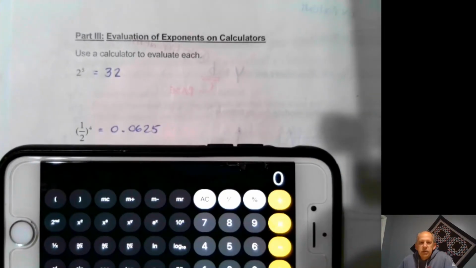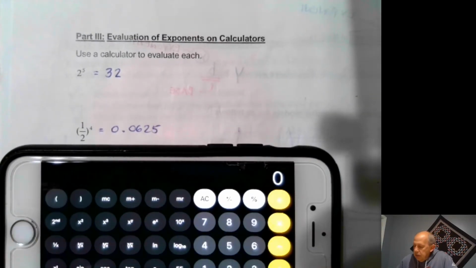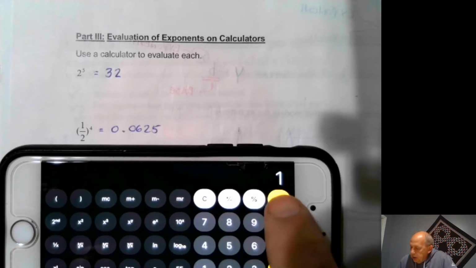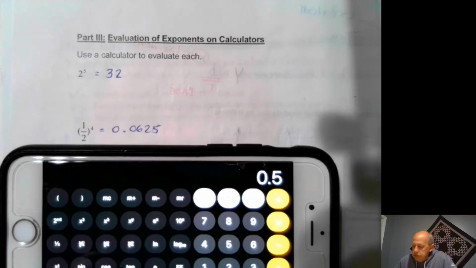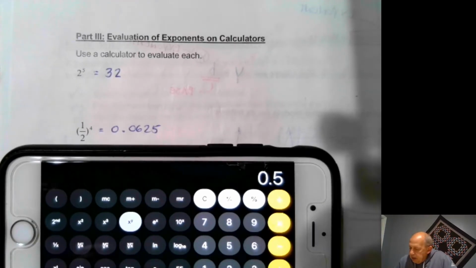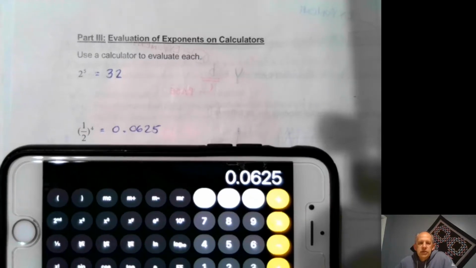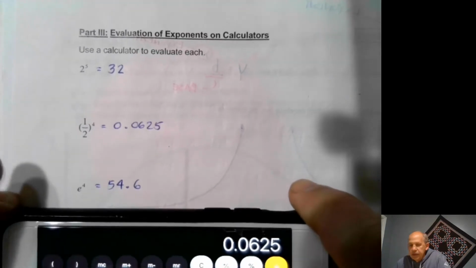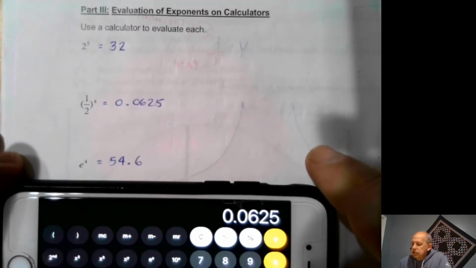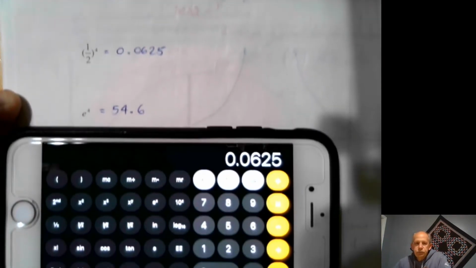So what I'm going to do, I'm going to enter in my parentheses, 1 divided by 2, close the parentheses, of course, is 1/2, hit x to the y key, 4, equals 0.0625. Now, e raised to the 4th power.